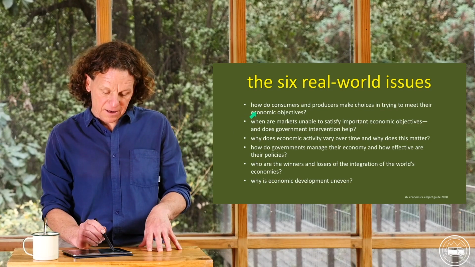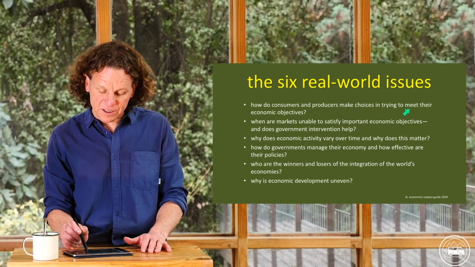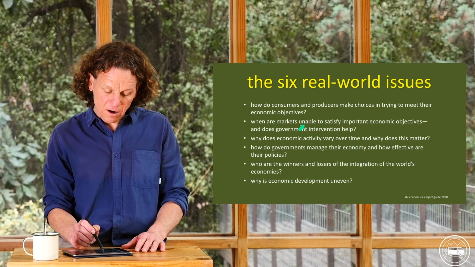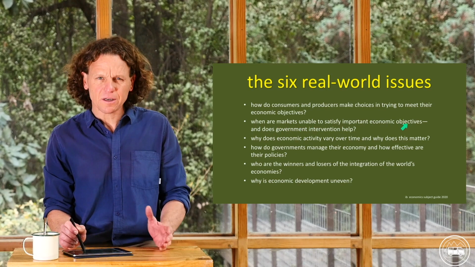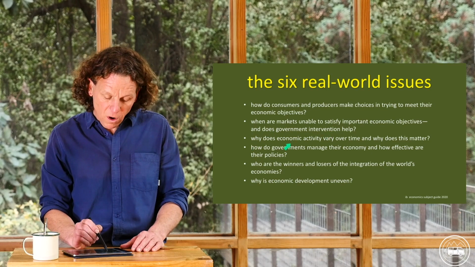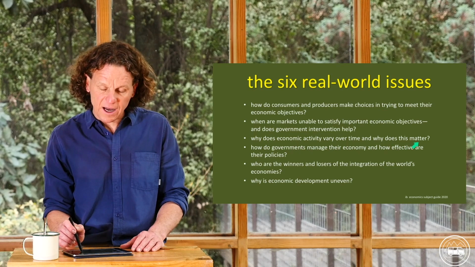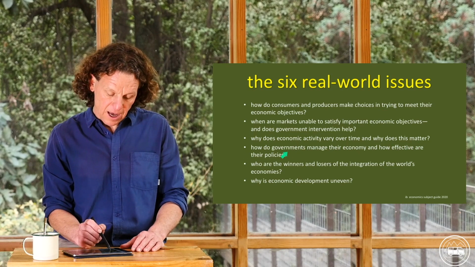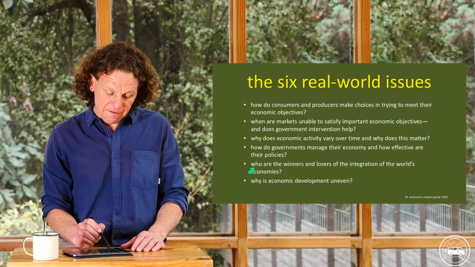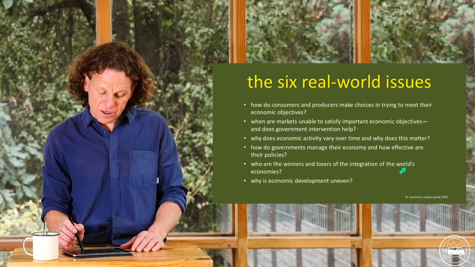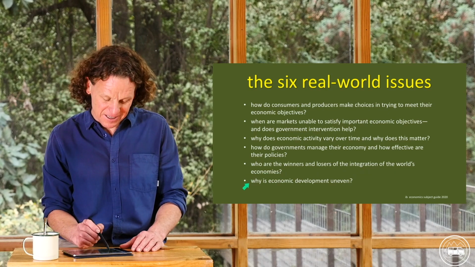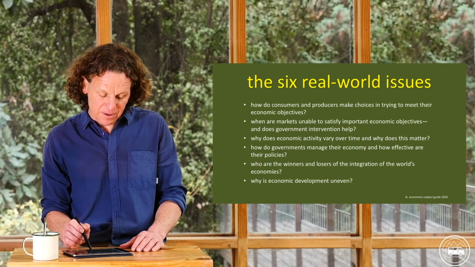Okay, so question number 1. How do consumers and producers make choices in trying to meet their economic objectives? Pretty cool. Number 2, when are markets unable to satisfy important economic objectives? And then, does government intervention help? Number 3, why does economic activity vary over time, and why does this matter? Number 4, how do governments manage their economy, and how effective are their policies? Number 5, who are the winners and the losers of the integration of the world's economies? And lastly, why is economic development uneven?